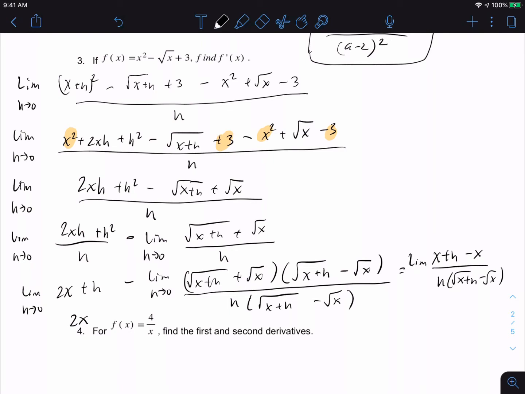And again, we're still going to have the limit. The x's are going to cancel, the h's are going to cancel, and so I'm going to have the limit as h goes to, not infinity, to 0, of 1 over square root of x plus h plus square root of x. Oh, shoot.